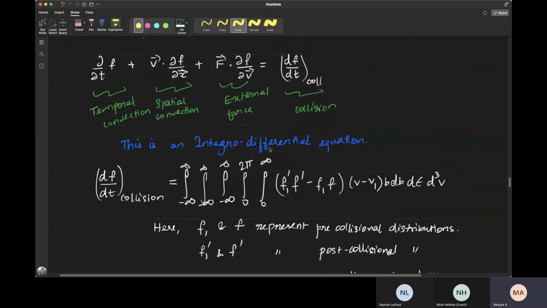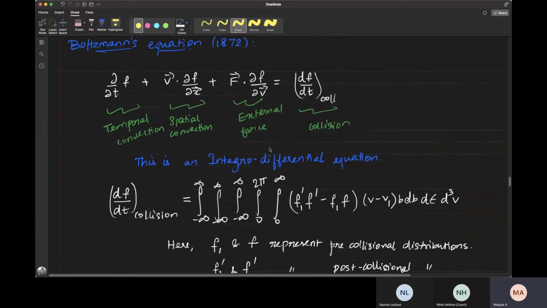So that way it becomes a probability distribution function. So Boltzmann's equation is an evolution equation for F. The first term is the temporal convection term and the second one is the spatial convection, whereas this is the external force term, and on the right hand side we have the collision term.